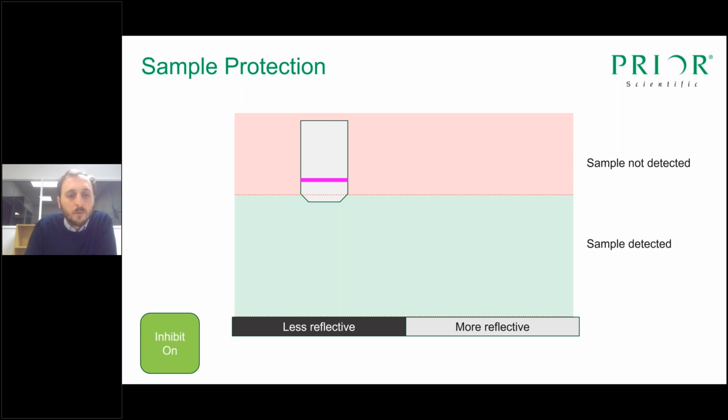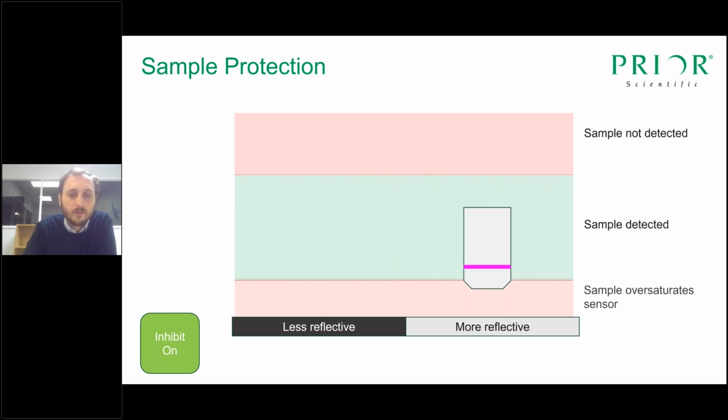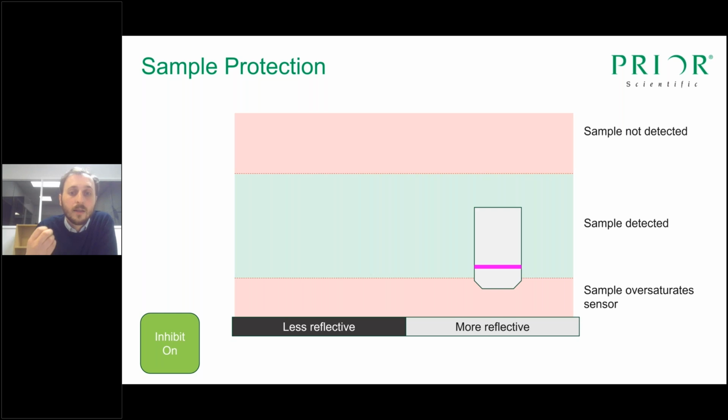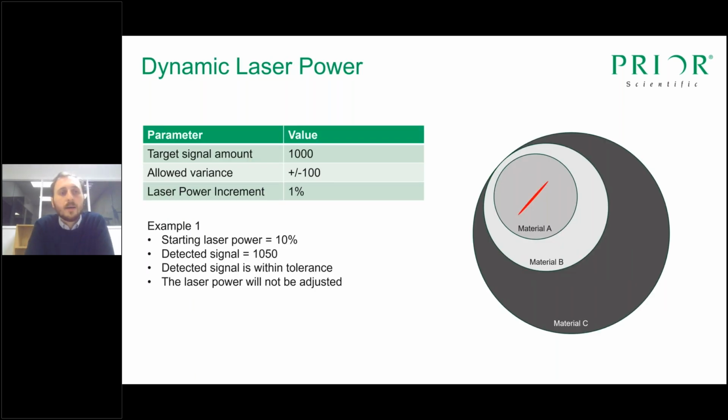And this can also help with samples that have variable reflectance as well. So if we're in a less reflective area of the sample and we turn the servo on, we'll achieve focus. Then if we scan over to a more reflective area of the sample, which produces more signal that's detected by the PureFocus, the sample may become oversaturated, and the focus recovery may not be happening in the correct way. This sample protection inhibit function prevents these unwanted focus movements that could be less controlled.